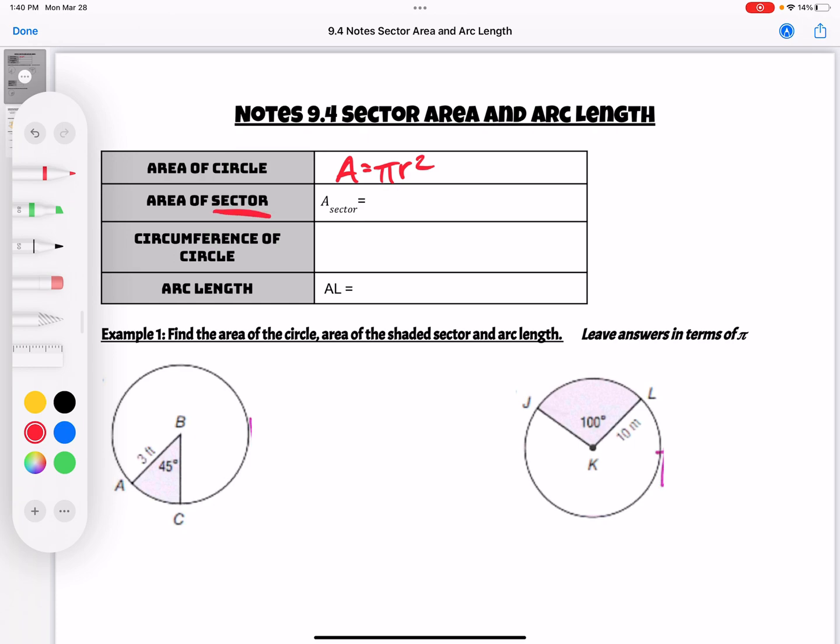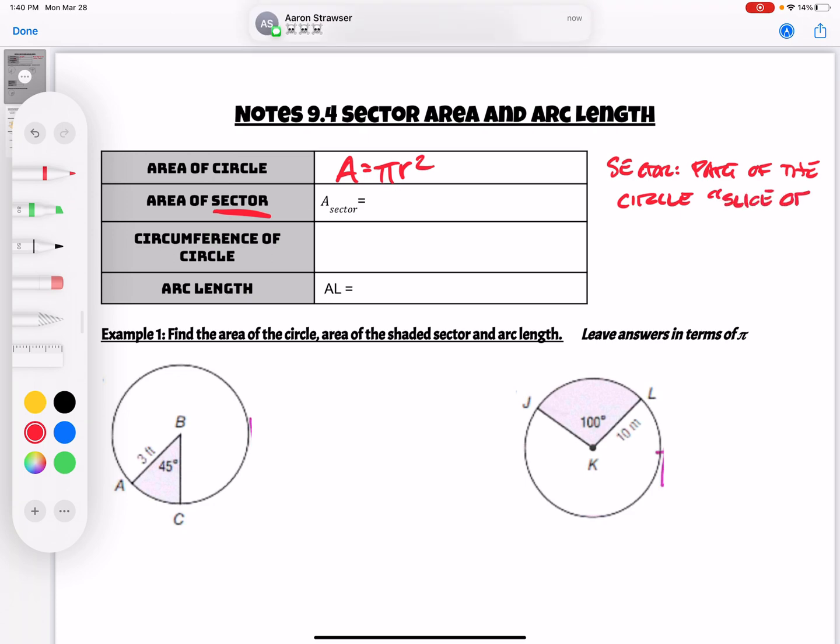Now, what's area of a sector? Well, first of all, what is a sector? A sector is just a part of the circle. Kind of like a slice or a bunch of slices of pizza.